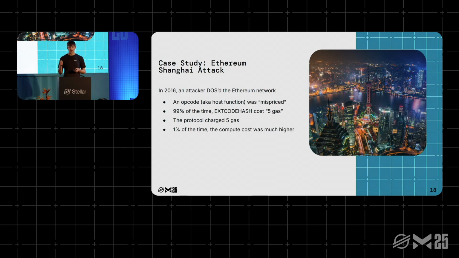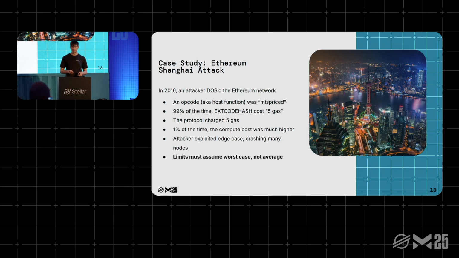1% of the time, the cost of the computation significantly outpaced the actual cost that the protocol was charging. And so what happened in Shanghai is an attacker essentially noticed this. They uploaded a malicious smart contract that was just a for loop on this one opcode that exploited the 1% case. What they were actually able to do is essentially DOS all the nodes. Because the protocol wasn't charging enough for this opcode, it was consuming too much memory, and it was destroying the memory resources on a large portion of the Ethereum network.